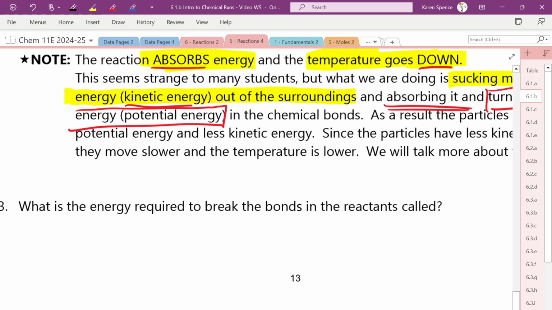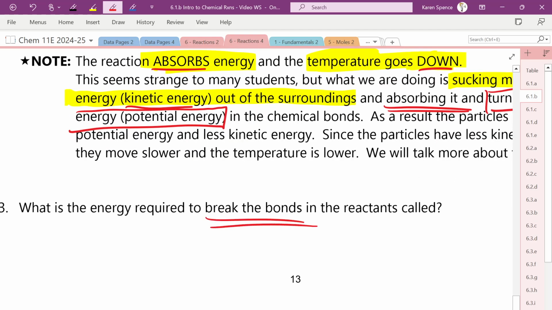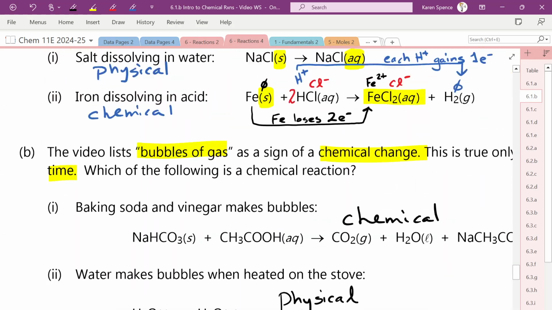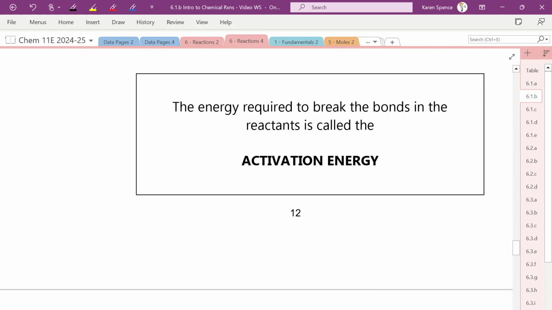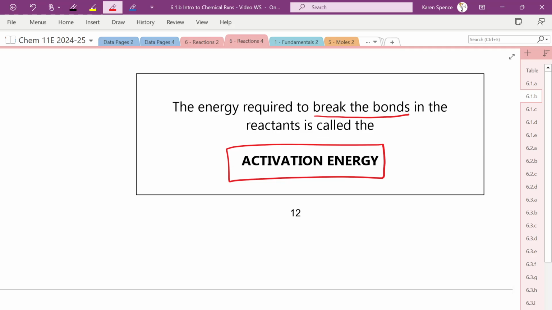What do we call the energy required to break the bonds in the reactants? And that one is just a little preview of grade 12. That's on your previous page. The energy required to break the bonds is called the activation energy. So you remember how the hydrogen and oxygen just bounced off each other and did nothing until we applied the flame, the heat? That heat was the activation energy. It won't react without that additional input of energy. Okay, and that is it for this.